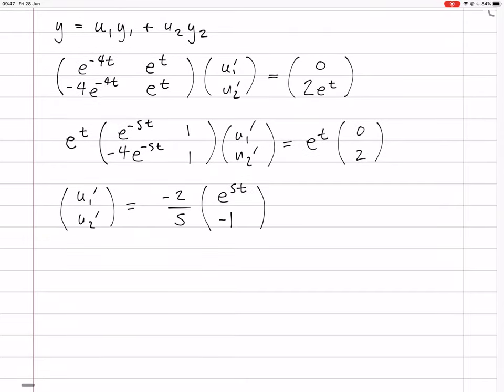So now this allows us to work out u1 and u2 by integrating. So u1 will be, so we integrate, we can have e^(5t), but then we need something to cancel out this 5, so we need an extra factor of 5, so you're going to have 2 over 5 squared. Okay. And then that'll also be a constant factor.